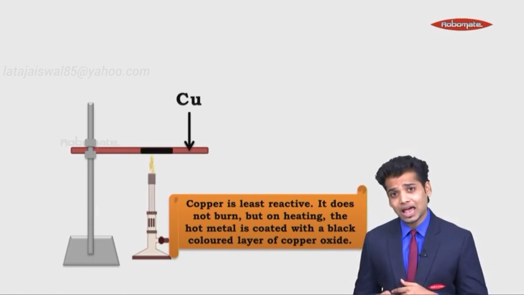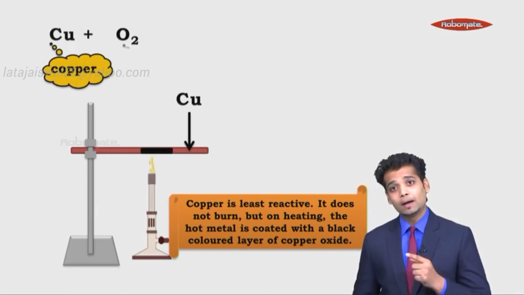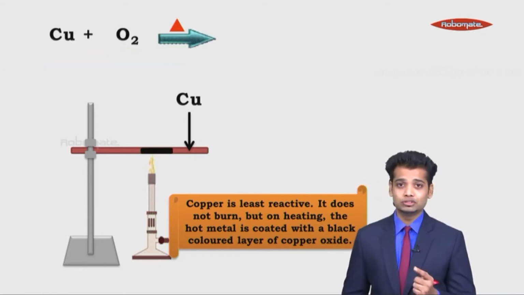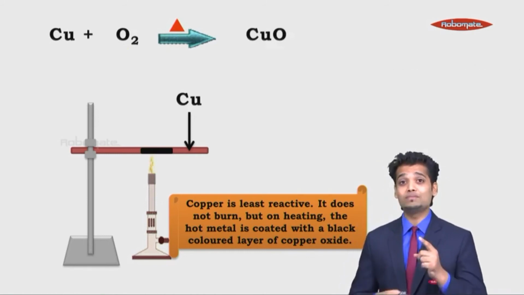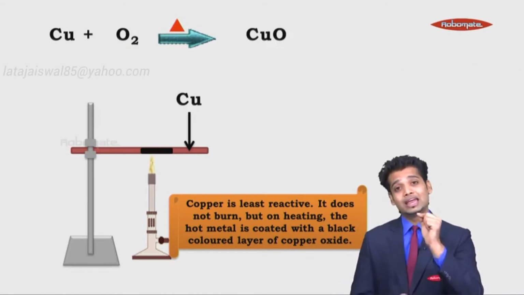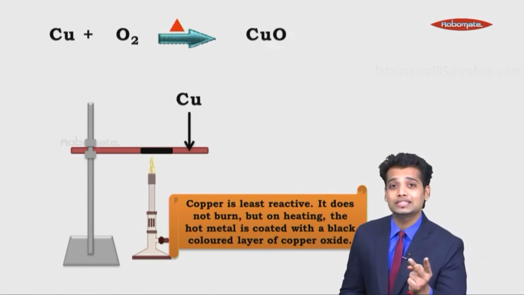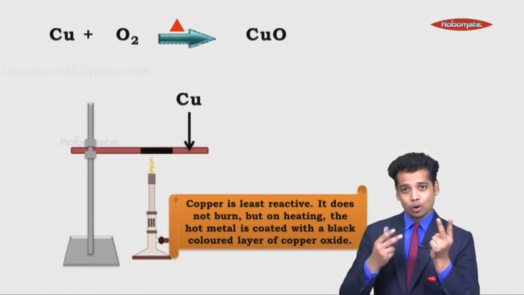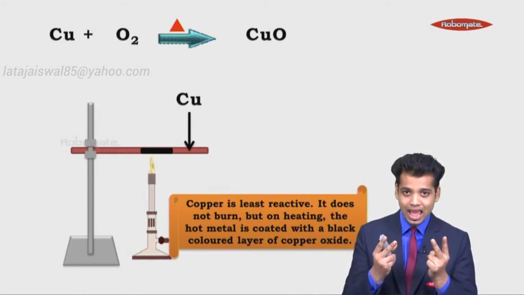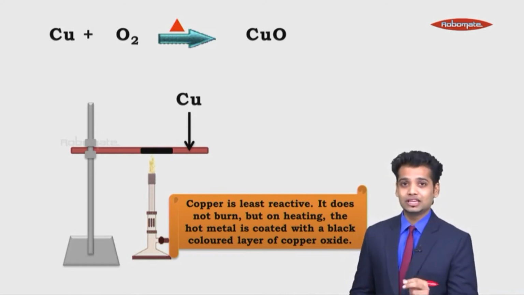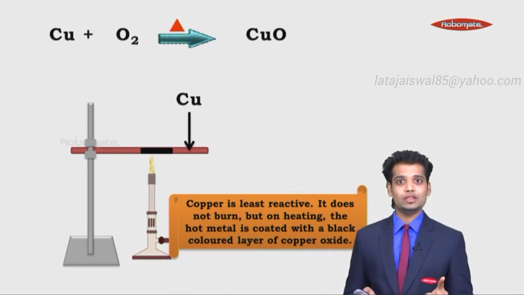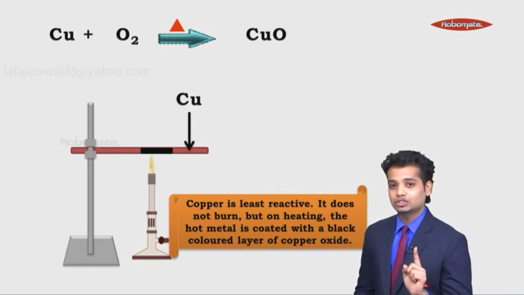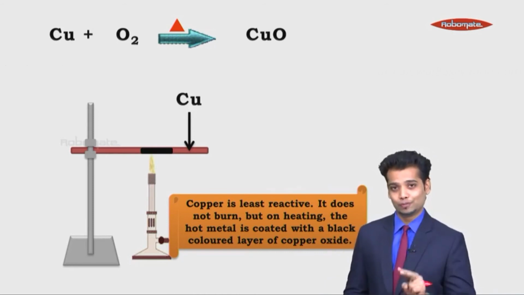And why does this happen? Because copper plus oxygen gives you CuO. Copper does not react in the valency of 1 because it is least reactive. It has to go to the excited state of 2. Oxygen in the state of 2 reacts with it to form CuO. Copper has valency 1 and 2 but does not react with the valency of 1. It only does so when it goes to the valency of 2.